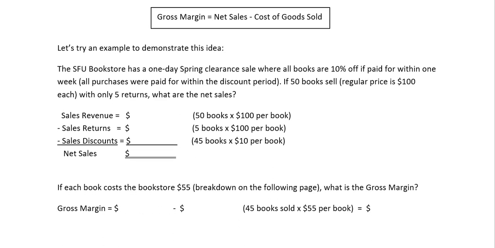So we're going to go ahead and try an example. The SFU bookstore has a one-day spring clearance sale where all books are 10% off if paid for within 1 week. All purchases were paid for within the discount period. If 50 books sell, the regular price is $100 each, with only 5 returns. What are the net sales? This is a pretty straightforward question as I've given you the calculations, but just take a minute to try it and we'll resume in the same video.